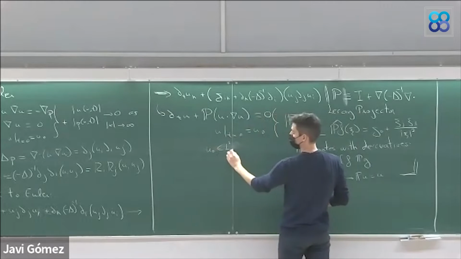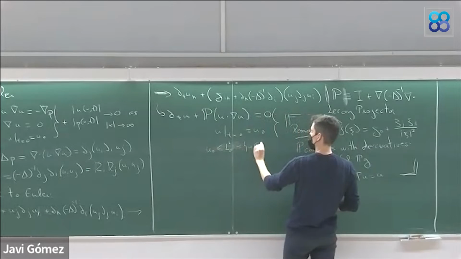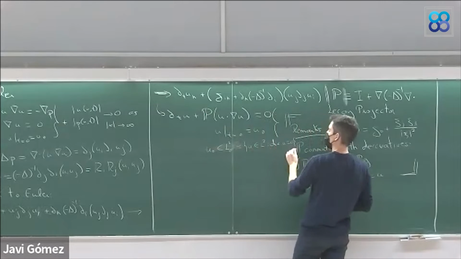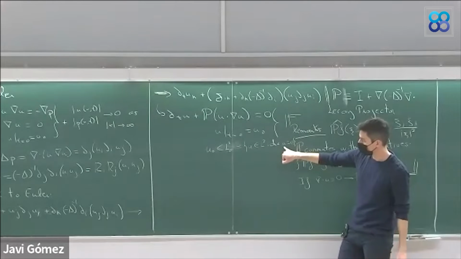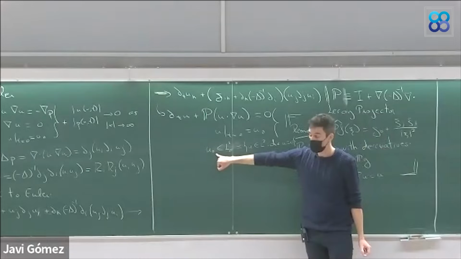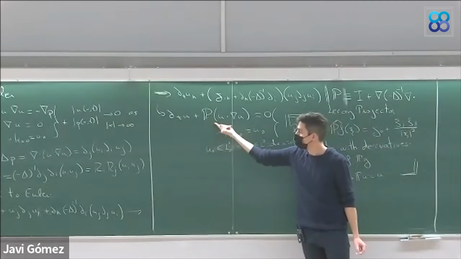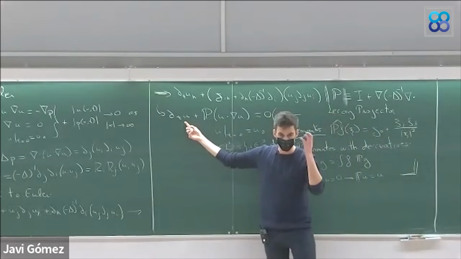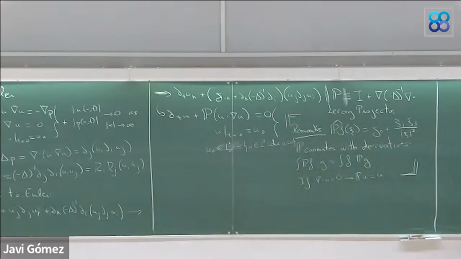I will denote by L2 sigma the space of functions that are in L2 with zero derivatives. So now the incompressible condition is only placed on the initial data, but because here we have the Leray projection, this guarantees that this is divergence free. So for all time, the solution is divergence free.